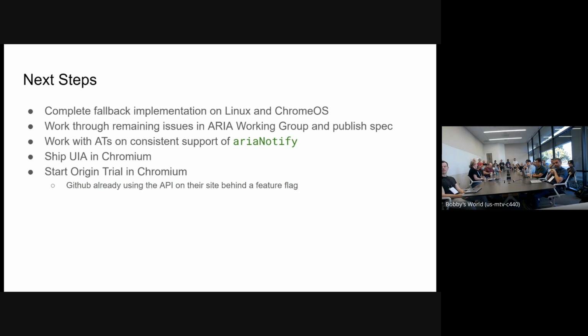We also need to work with ATs to allow for consistent support of ariaNotify across the board. And as I mentioned, on Windows this API is very closely tied to UIA, so as a prerequisite, we need to ship UIA in Chromium. But our next big milestone is to start an origin trial in Chromium once all these major issues are worked through. The GitHub team has actually already implemented their code with ariaNotify behind a feature flag, but we'd love to get more web developer feedback with the full origin trial.